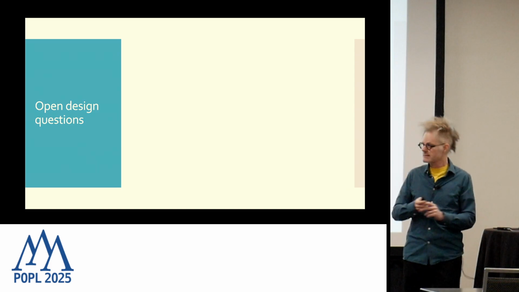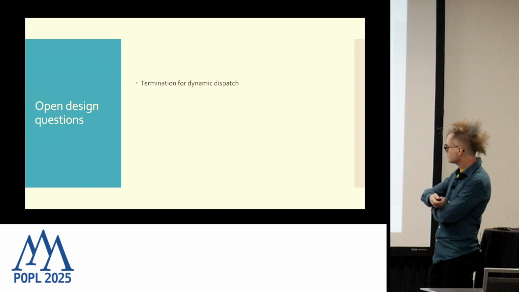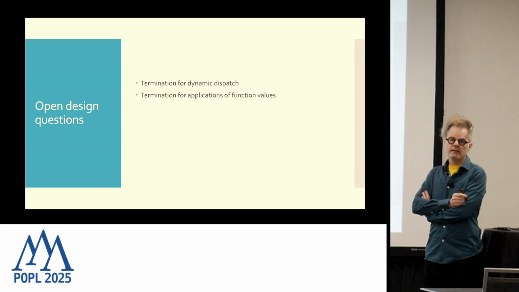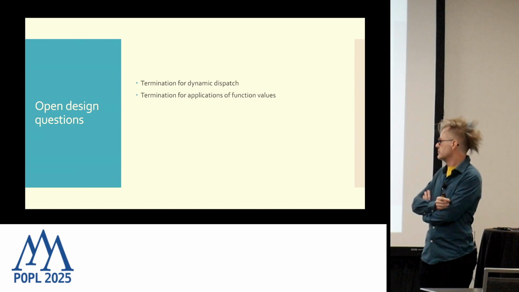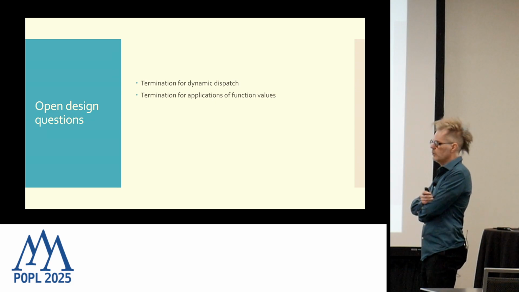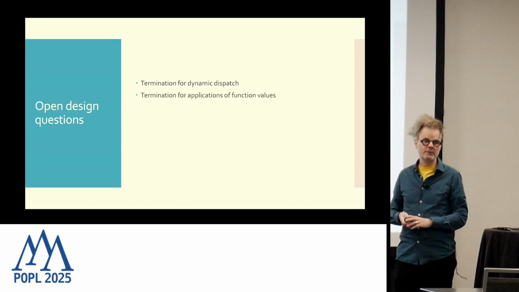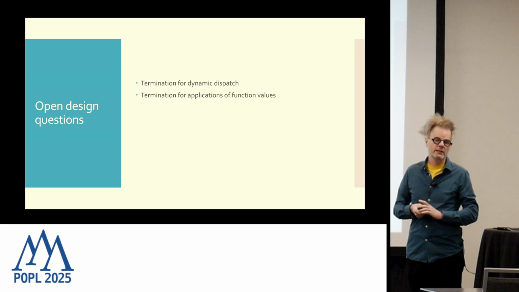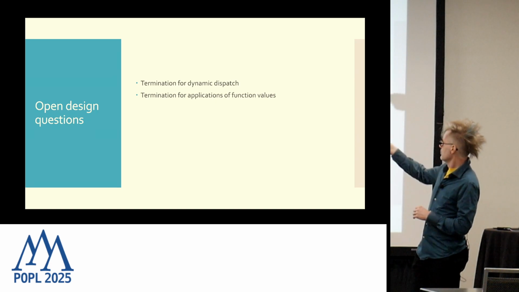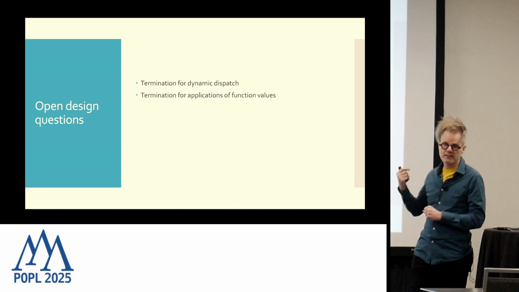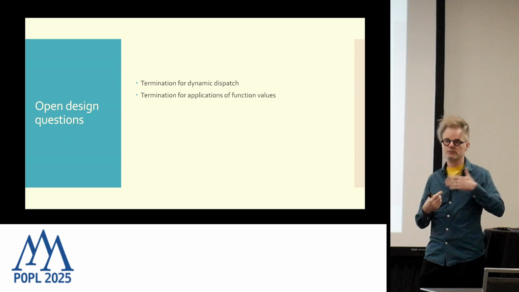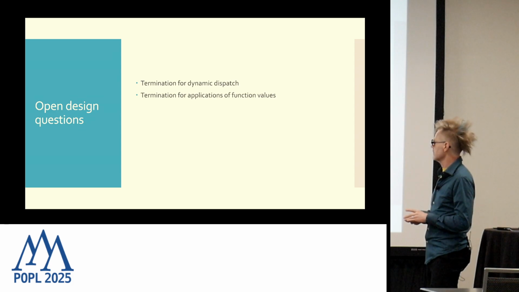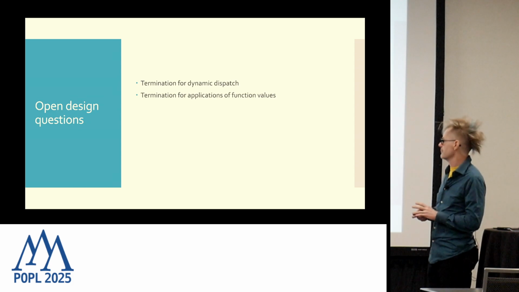I think this is my last slide with some contents. So there are a number of open design questions and questions about how to do things technically and where to go with a project like Dafny. So one design question is termination of dynamic dispatch, and for that matter also termination of applications of function values. Dafny handles this in a particular way. The way that it handles termination for dynamic dispatch is that it doesn't allow it across module boundaries, which is, I mean, a very strict, too strict of a restriction.